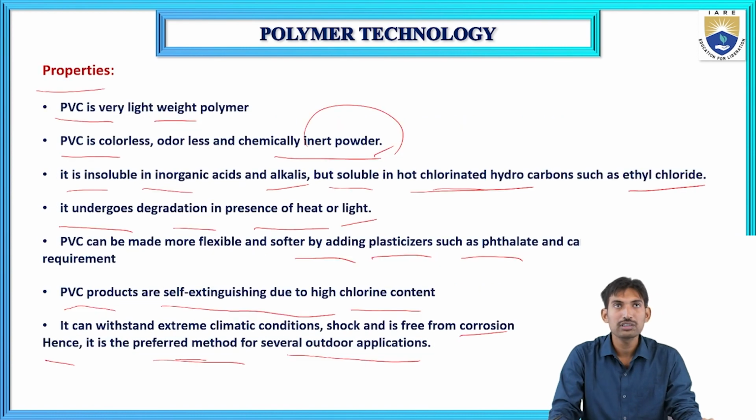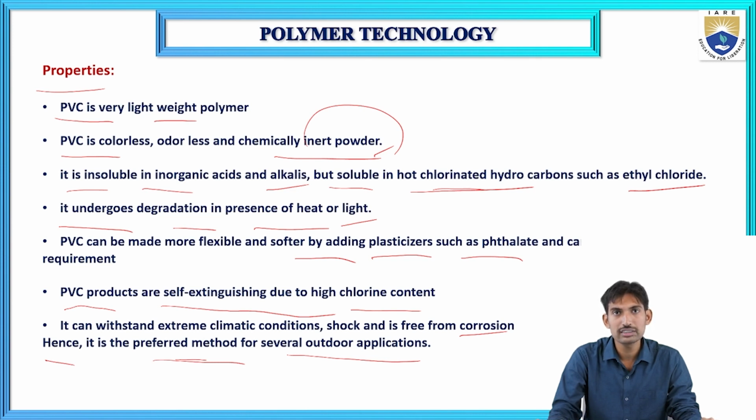See, what are the properties of polyvinyl chloride? The polyvinyl chloride is a very lightweight polymer, colorless, odorless, and chemically inert powder. It is insoluble in inorganic acids and alkalis, but soluble in hot chlorinated hydrocarbons like ethyl chloride, and it undergoes degradation in presence of heat and light.